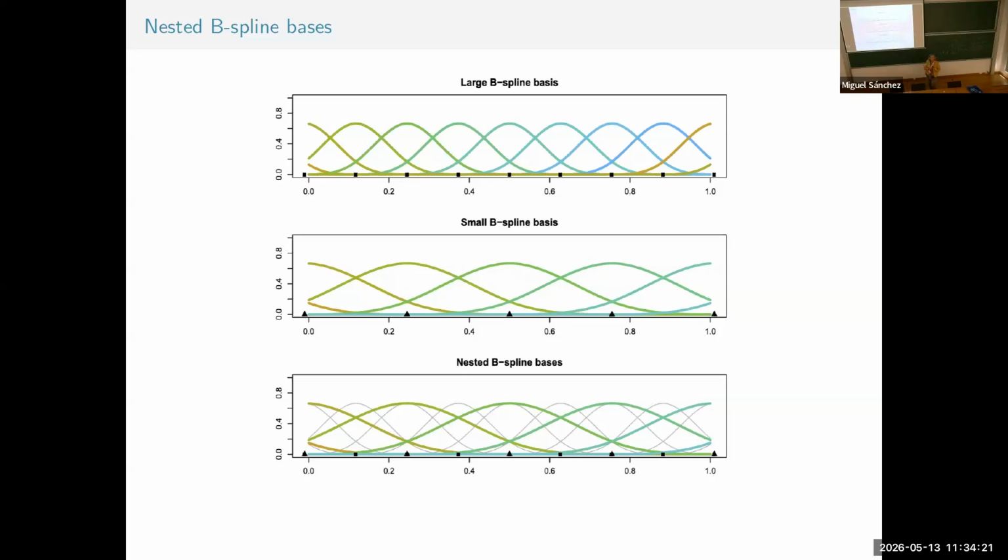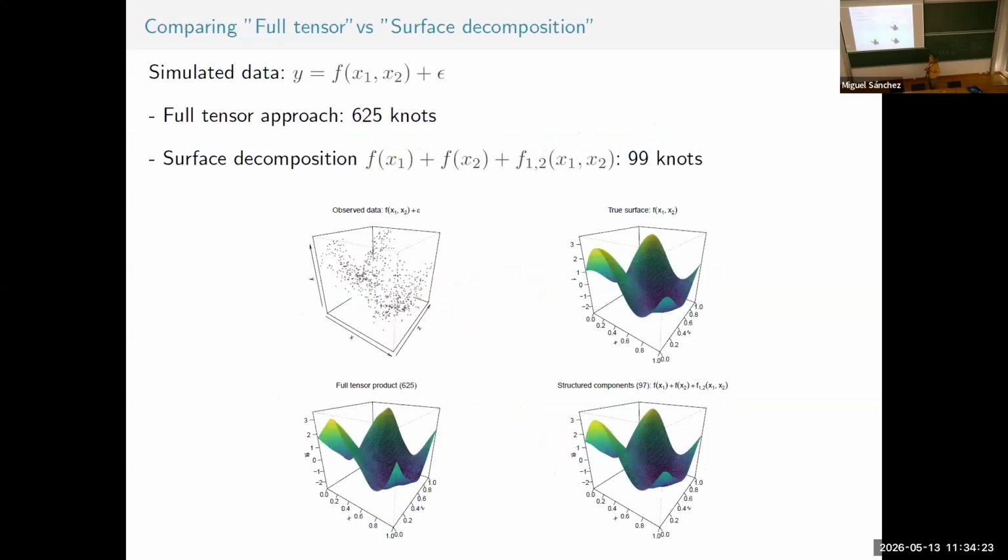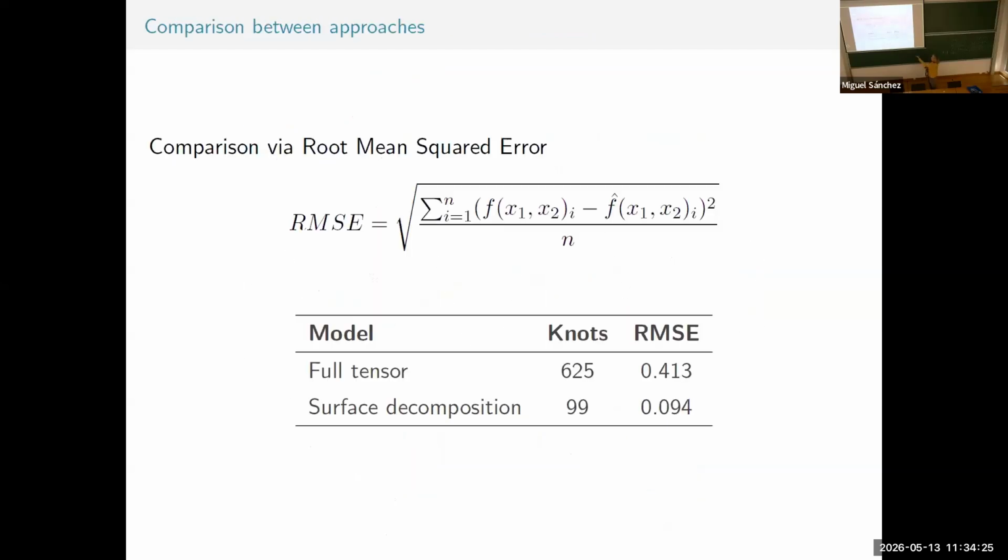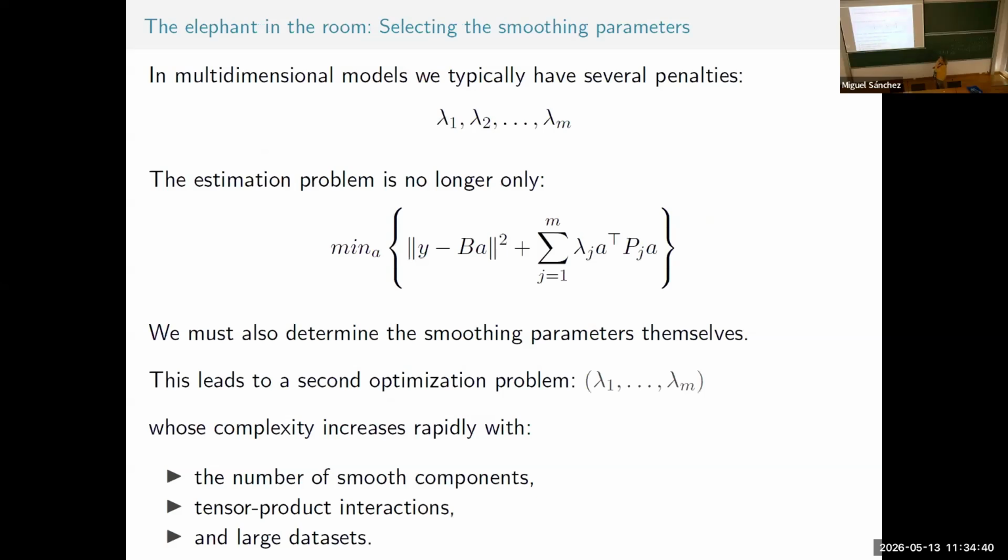And okay, I need to go quickly. What I wanted to show you is that you can get really good decomposition with fewer coefficients or knots, and you can get even better results because it's much more flexible. Although I have many more things to say, I want to talk about this because the elephant in the room is how do we choose lambda.